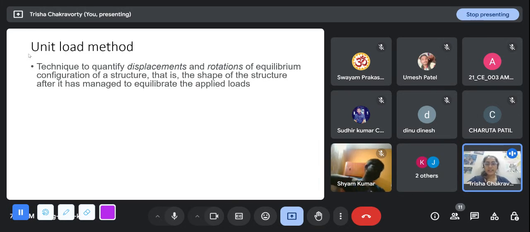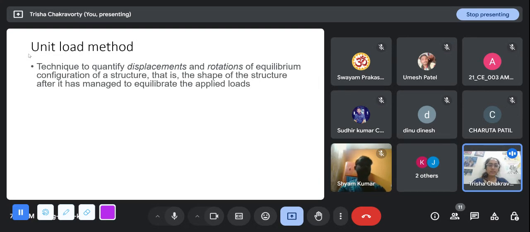This method is a technique to quantify displacements and rotations of the equilibrium configuration of a structure, that is the shape of the structure after it has managed to equilibrate the applied loads. So as I said, a structure does not deform till it has some loads acting on it as well as some sort of resistance. Till it reaches an equilibrium state, there is no deformation.